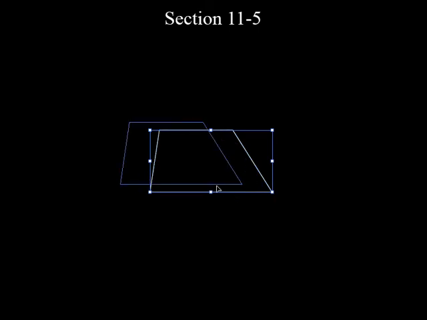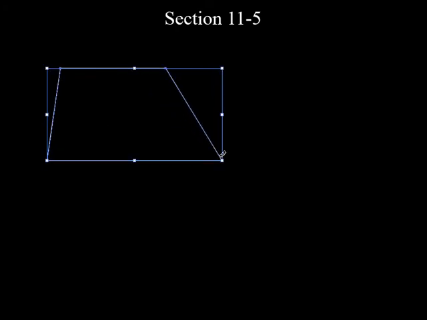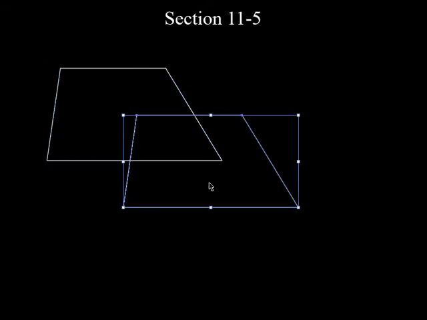All right, so 11.5. Let's do this. What I'm going to do, you could have any polygon here. It doesn't make a difference. I just chose one that kind of looks like a trapezoid. It doesn't have to be a trapezoid, I just picked one that is. Watch what I'm going to do though. I'm going to copy it. I hit Control C for copy and then Control V for paste, right?